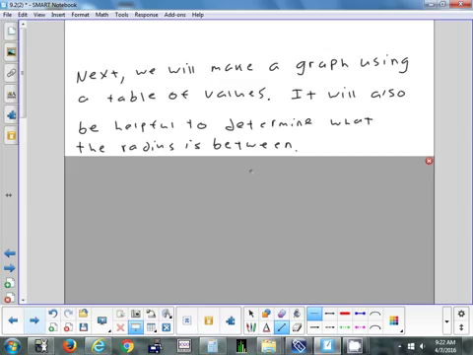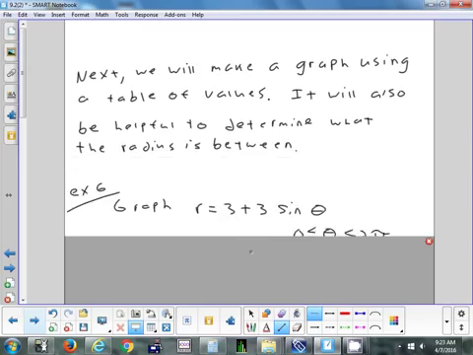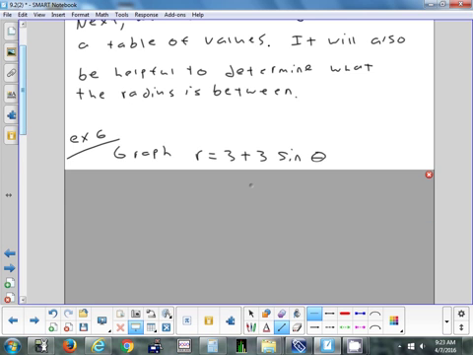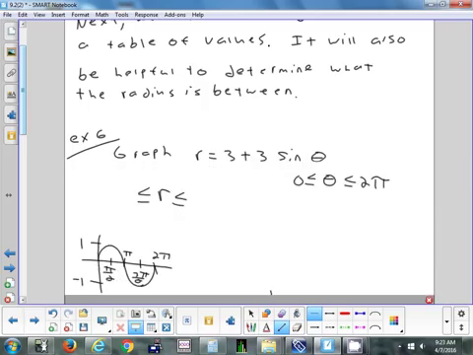All right. Next, we're going to graph a shape we haven't seen before. It's kind of an interesting looking shape, and we're going to try to make a table of values to help us do it. It's a shape we really need to look at in several parts in order to get the whole picture. I want to graph this: r equals 3 plus 3 sine theta. The first thing I'm going to focus on is sine theta. What I've done is I just made a graph of sine theta.